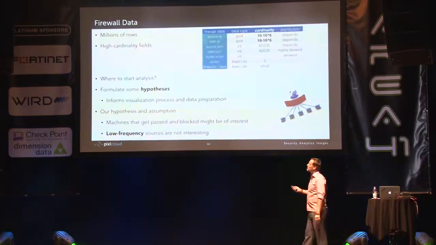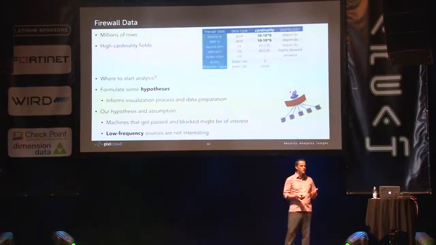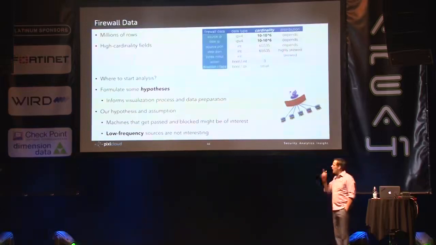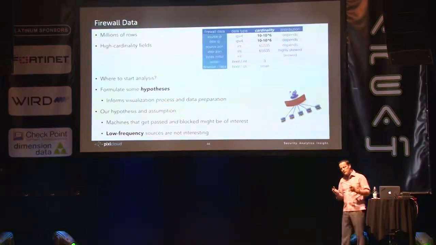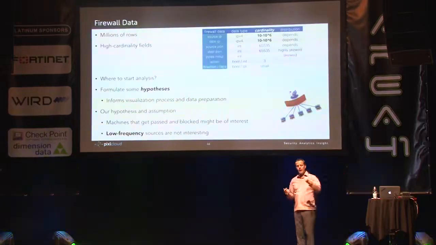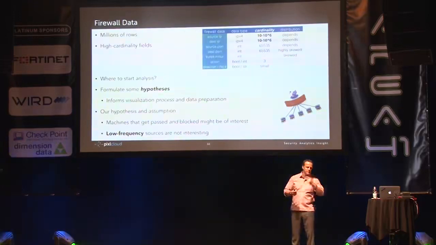Well, how do we start an analysis? What I did here, I basically came up with some ideas that I had about the data set. And I said, you know what? What I'm interested in is, if a machine, a source, comes into my network, generally a machine should either be blocked because it's doing something stupid, or it should be allowed.